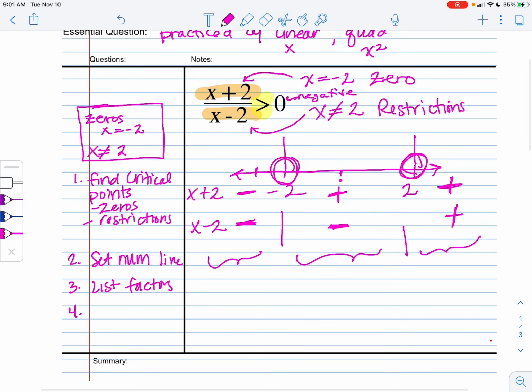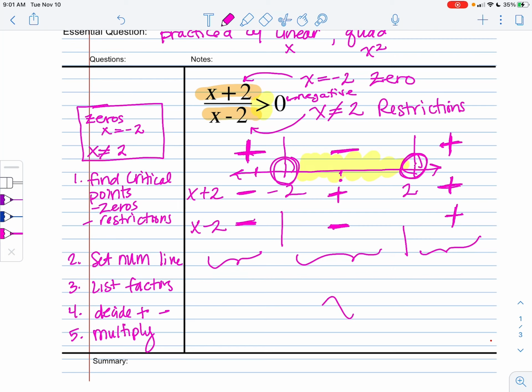So list factors, decide plus or minus. Remember, then next we would multiply. Okay, so negative times negative is positive. Positive times negative is negative. This would be positive. This would be negative. And now I want to go back here. I want to know where it's negative, and that's in here. Okay, your answer then is that inequality sentence.